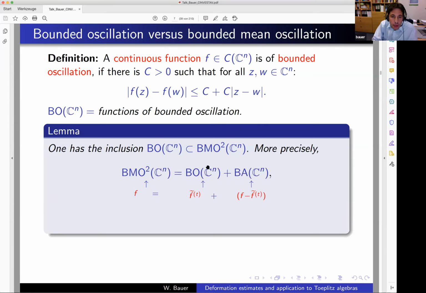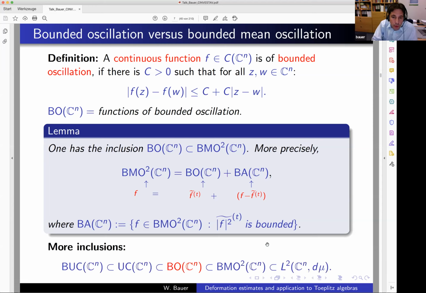And actually, you can decompose the space of functions having bounded mean oscillation into the space BO and some space which is denoted by BA, meaning bounded average. You can do this with the help of the heat transform. This is the decomposition, what you see in red here. Of course, that's not unique. You can do this for any t. For any t, this gives you a decomposition. And what is BA? BA means bounded average, as I said, and that means that the heat transform of the absolute value of f squared is a bounded function. So that's a rather strong condition.